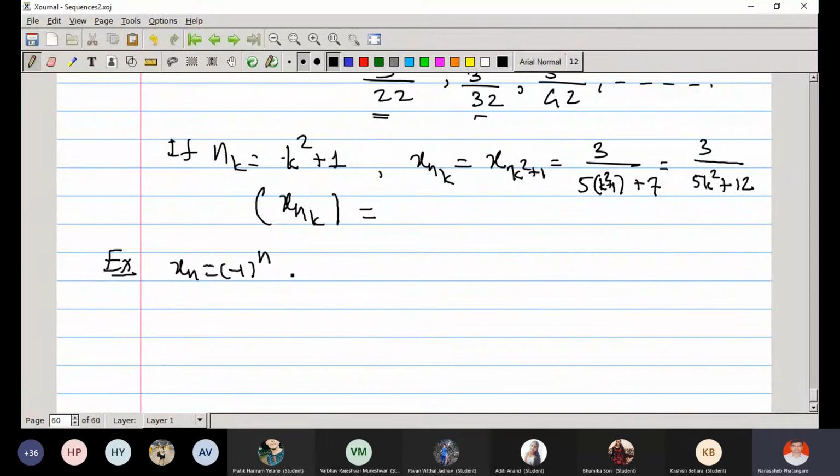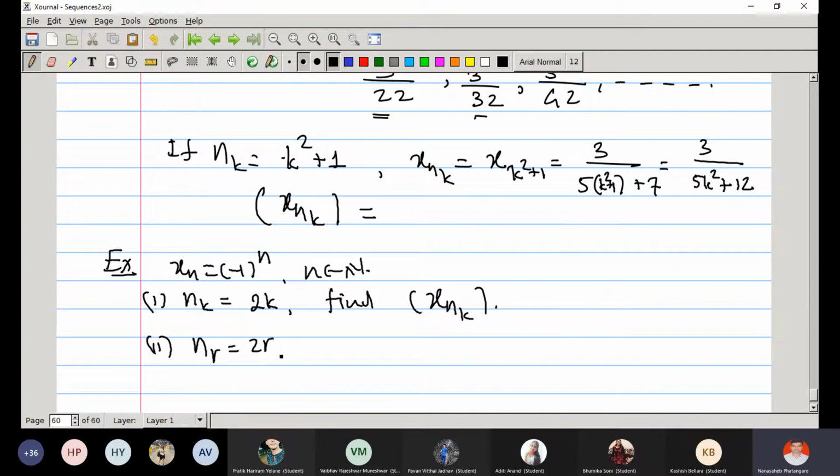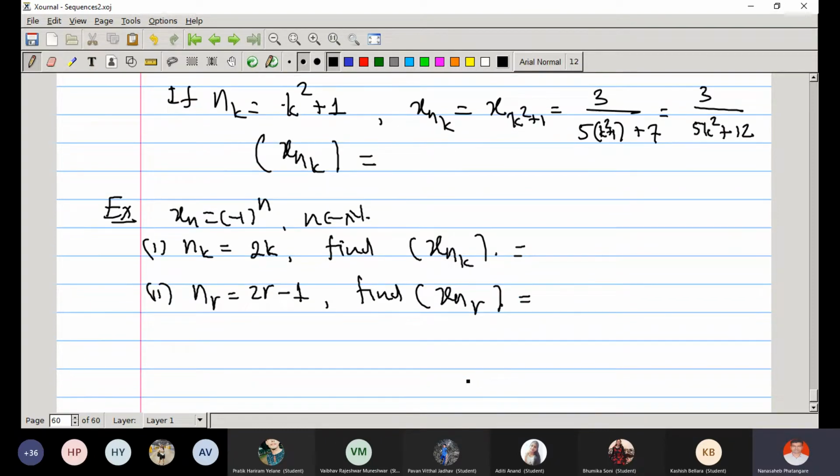Xn is equal to minus 1 to the power n. Then you find, if nk is equal to 2k, then find the sequence xnk. Second question, if nr is 2r minus 1, then find xnr. I am using different notation due to some reason, because here it is nk and here it is nr, 2r minus 1. And what are these sequences? Can you write the terms?